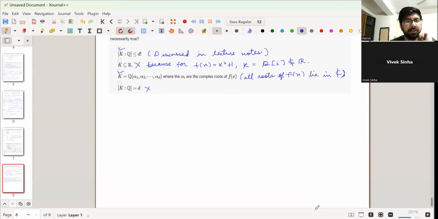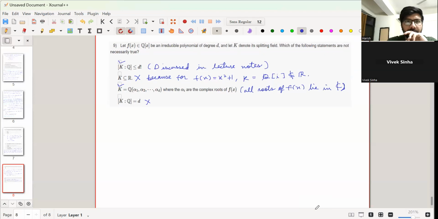Yes, Vivek, you are saying something? Sir, a statement is: let f(x) be an irreducible polynomial of degree d only. So can we say the degree of K over Q is less than or equal to factorial d? This statement is always true, right? This was already discussed in the lecture that for any polynomial, not even irreducible, of degree d, it holds. But here f(x) is irreducible of degree d, right? Only f(x). That is the condition, I think.